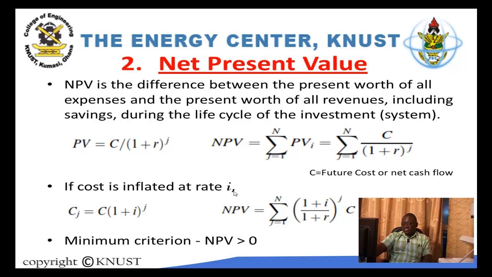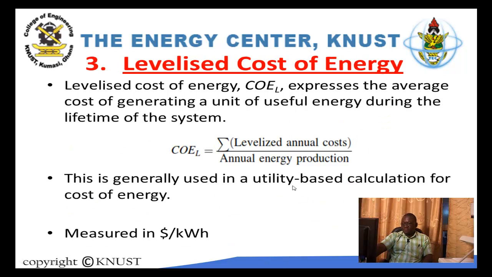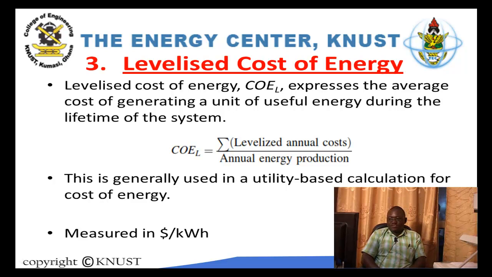And if inflation rate is also considered, then the net present value relationship is modified, just as on the slide. In place of C, you substitute the expression of CJ here, then you get this. And I've explained that the minimum criterion for financial viability should be that the net present value should be a positive figure.